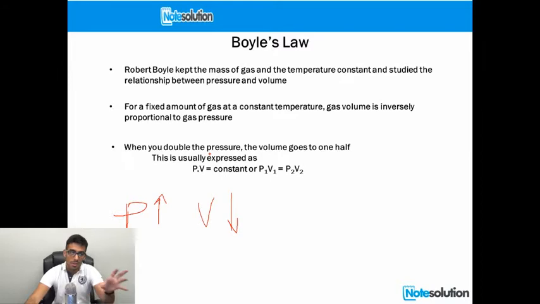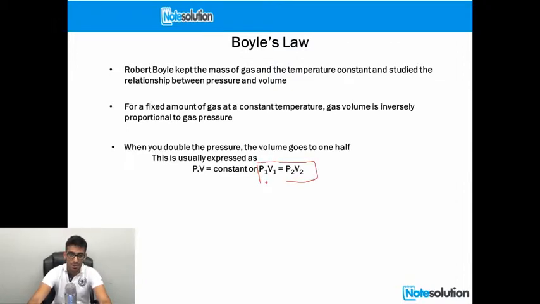He made this kind of relationship into a proportionality equation, represented by P times V equals constant. So the product of pressure and volume, with the temperature constant and the mass of gas constant, will always give a constant number. This number will not change. Also, Boyle's law can be represented by P1 V1 equals P2 V2.